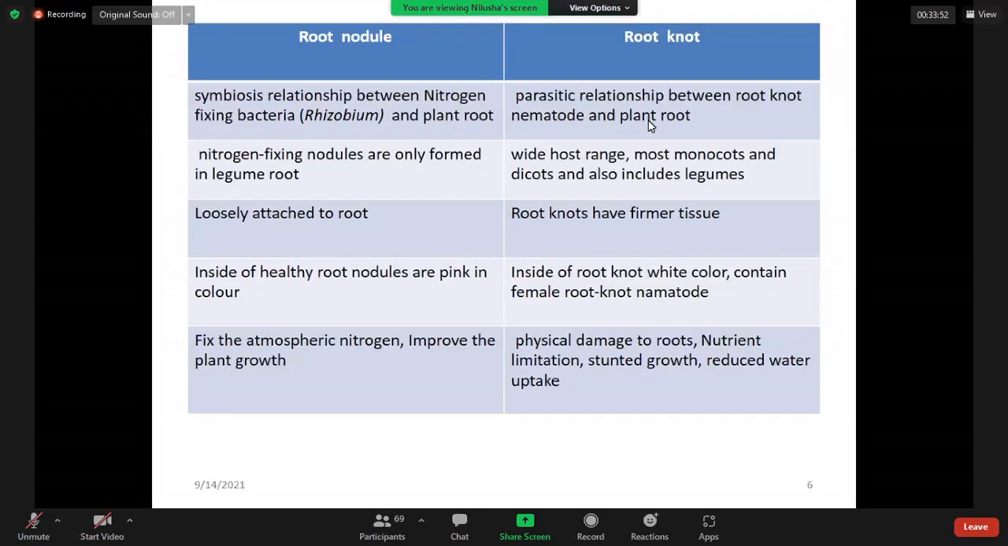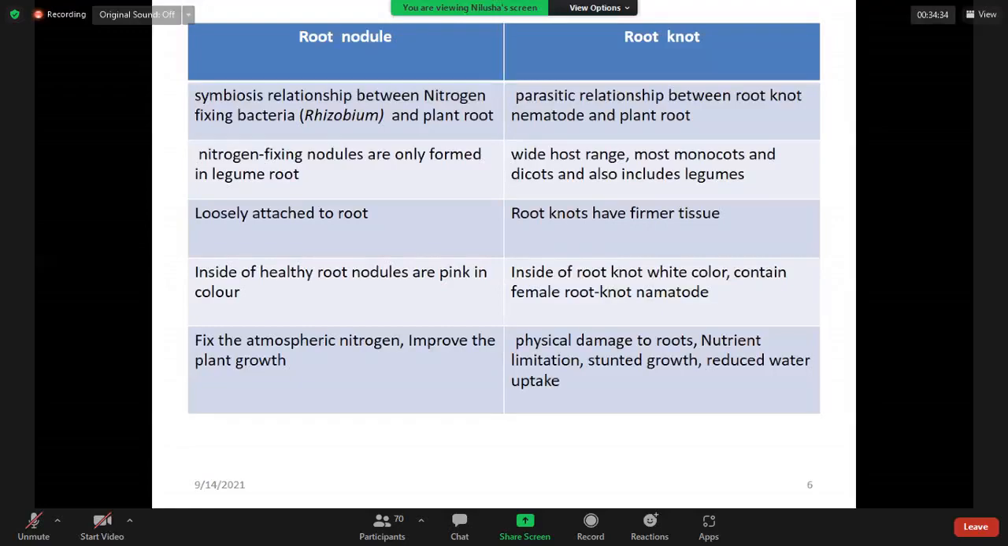In case of root knot, there is a wide host range, most monocot and dicot, and also in legume plants we can observe root knot, because root knot nematodes are damaging for monocot, dicot, and legume plants. The root nodule is loosely attached to the root. But root knot is a firmer structure, firmer tissue. It is formed because of the nematode feeding. That tissue becomes very firm and very hard.